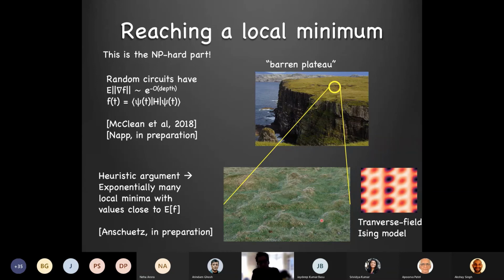And so these are some difficulties with these approaches, that you cannot just initialize at random. Once you're in the vicinity of a local minimum is good, but reaching a local minimum is still really a hard problem that will require more work.